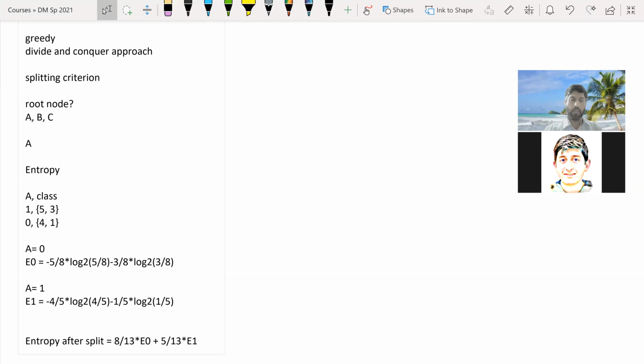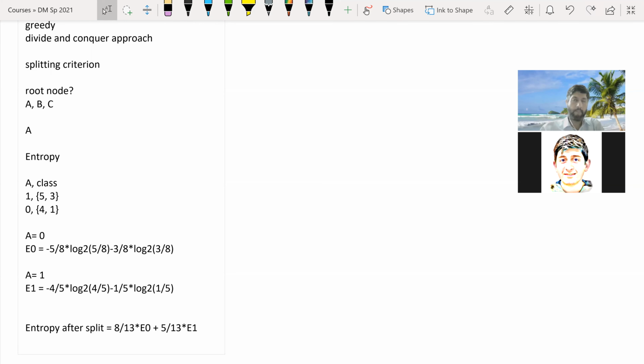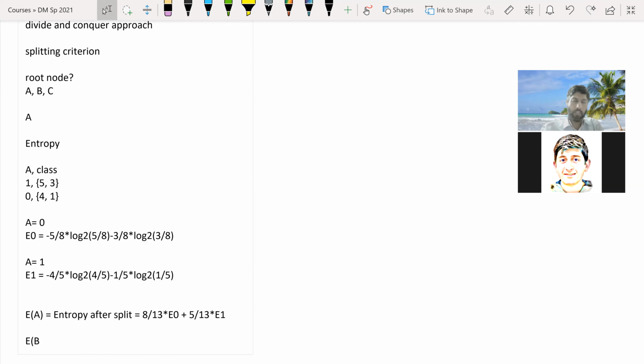And what are we splitting on? On the attribute A. But this is just one option. We have to compute the entropy for the other options as well. Let me call this EA. Similarly, I'll compute EB and similarly EC. So now we have 3 entropy values after splitting using A, B, and C.